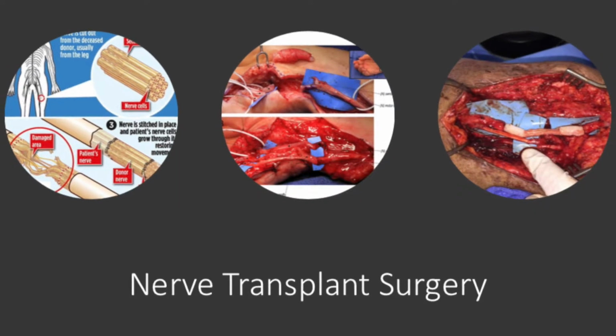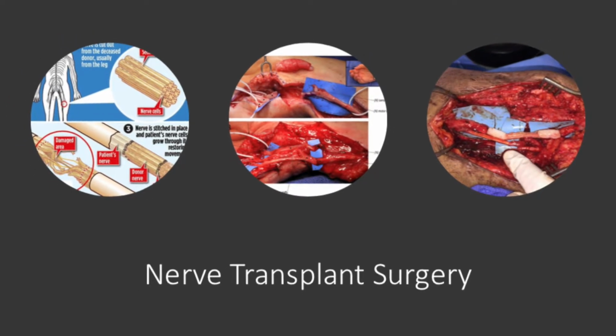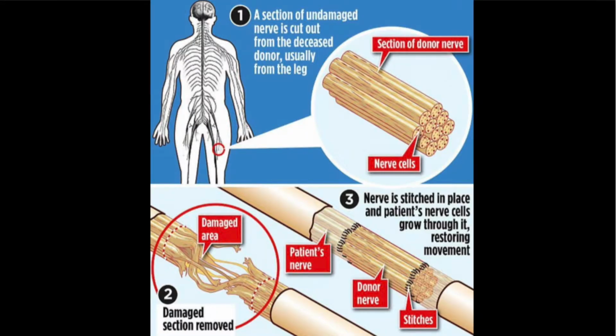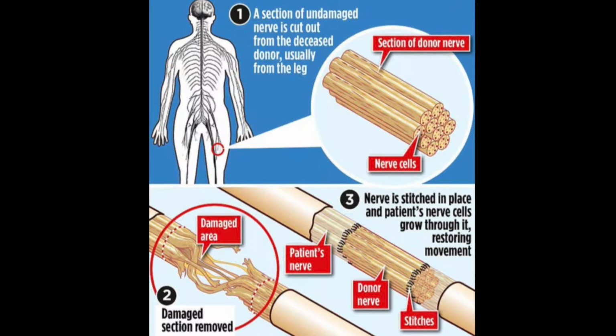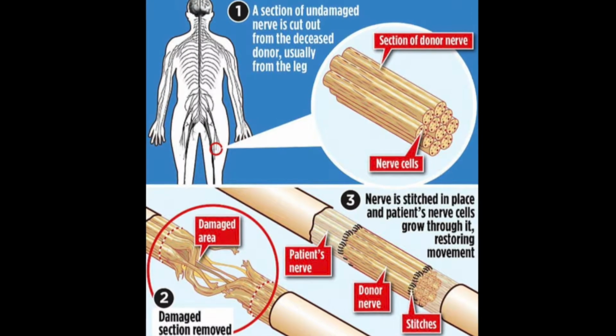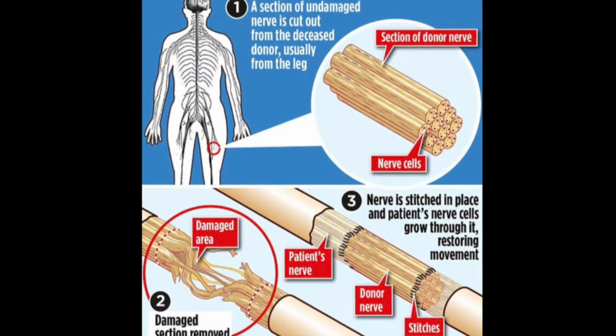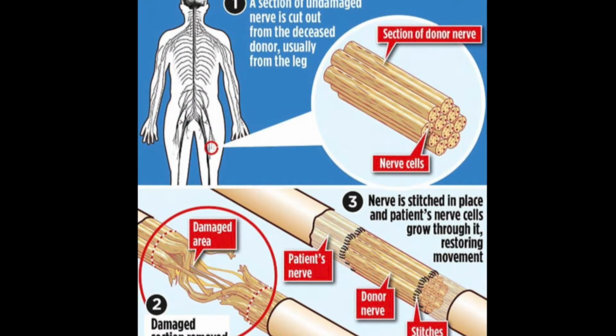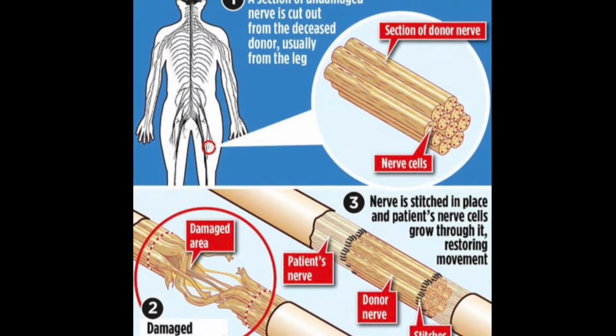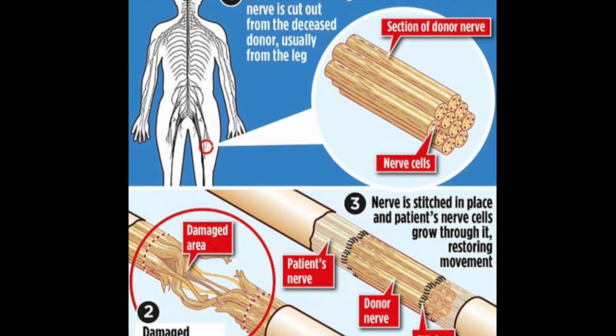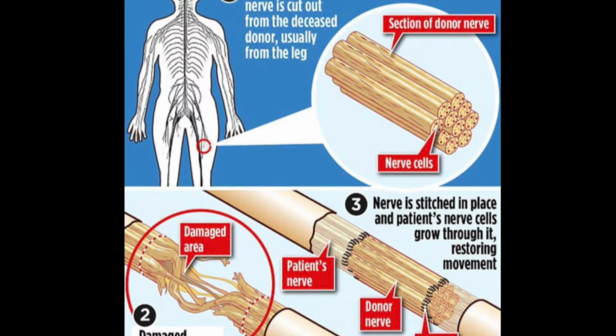Here are some examples of the different kinds of nerve grafts. First is an example of the direct repair nerve graft. This shows how it works. The donor nerve is removed from the donor, most commonly from the leg. The damaged nerve is then removed. The donor nerve and remainder of the healthy nerve are reattached using sutures.